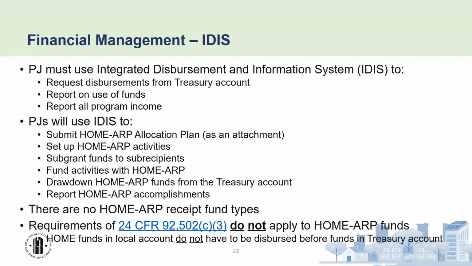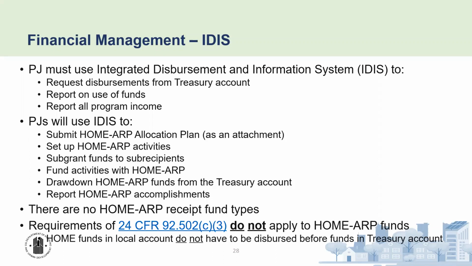More specifically, the PJ will use IDIS to submit its HOME-ARP allocation plan as an attachment to the AD25 or AD26 screen in the Econ Planning Suite. The PJ will use IDIS to set up new HOME-ARP rental, non-congregate shelter, tenant-based rental assistance, supportive services, administration and planning, and nonprofit operating and capacity building assistance activities. So each of those has their own activity type in IDIS.